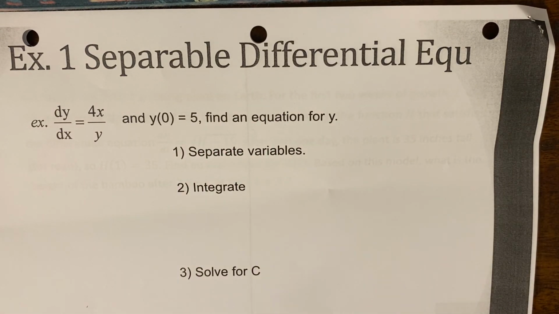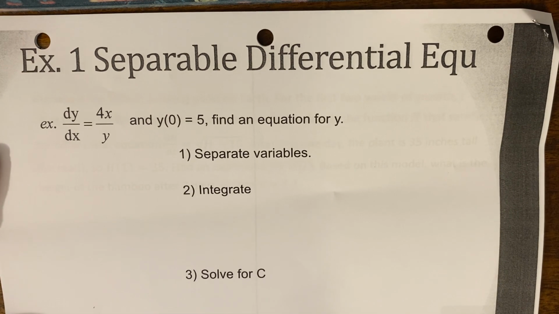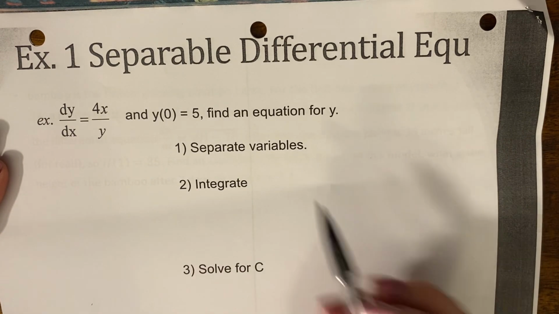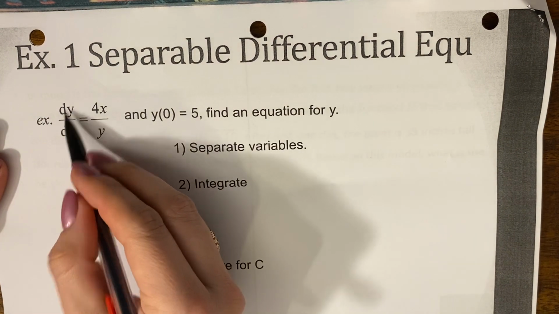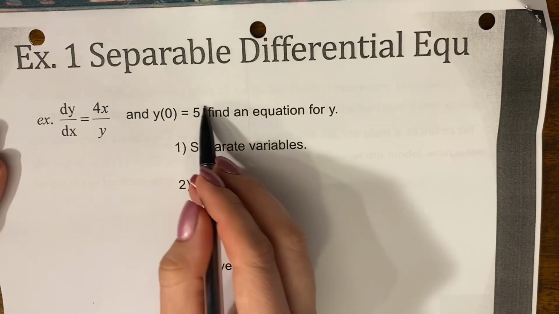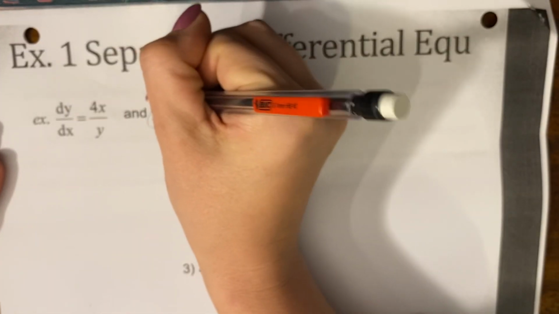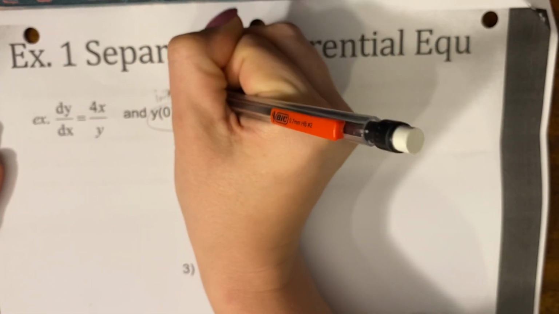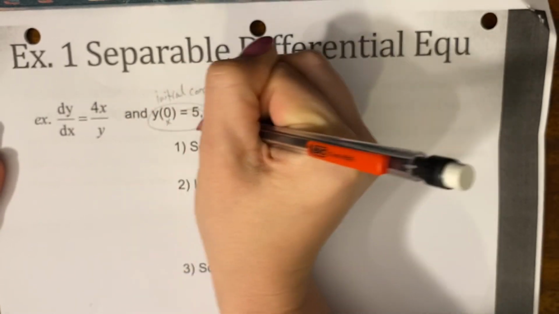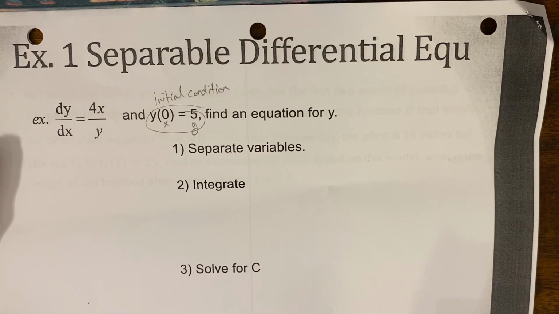So I'm going to do two examples in this video on separable differential equations. These are the first two examples I teach, so they're fairly intro level. So the first thing you want to do, we have dy dx, so you're given a derivative equals 4x over y, and you have this, which is called an initial condition. This is the x value, this is the y value, just to annotate, and then find an equation for y.